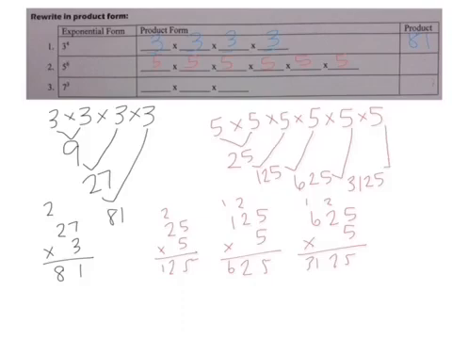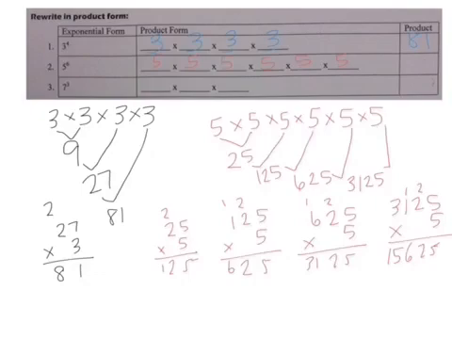So 3,125 times 5. 5 times 5 again is 25. 5 times 2 is 10, plus 2 is 12. 5 times 1 is 5, plus 1 is 6. And 5 times 3 is 15. Whew. So it looks like we finally got to our final answer.